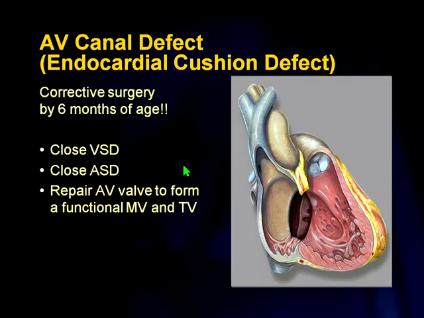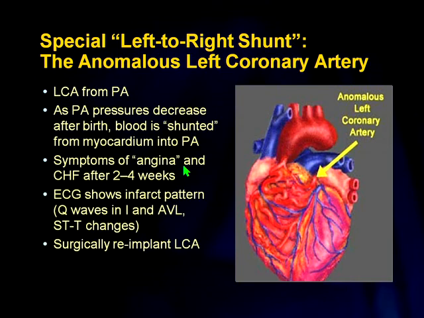Corrective surgery, early, 4 to 6 months of age. Close the VSD, close the ASD, and where the artistry comes in is the surgeon taking these leaflets of the mitral and tricuspid valve and trying to create a nice mitral and an okay tricuspid valve out of that mess. Done very successfully, 95, 96% success rate. Okay, done at 4 to 6 months of age.